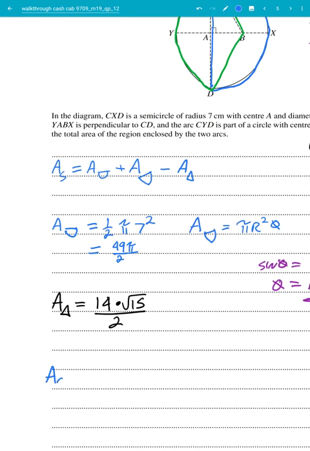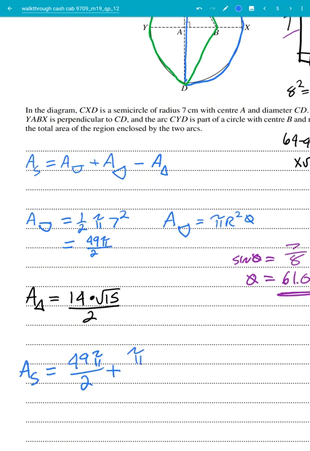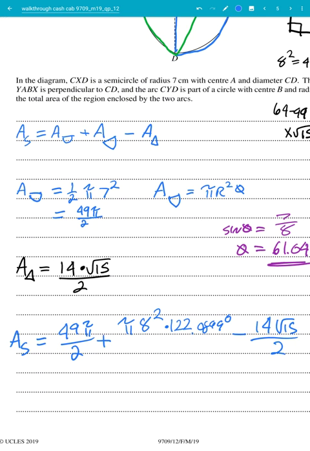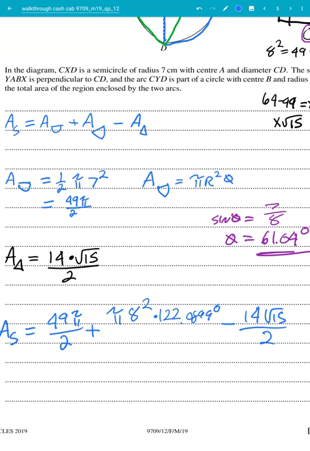So we can go to the area of this, which is 49 pi over 2 plus pi 8 squared times our theta, which is 122.0899 degrees, minus 14 square root of 15 over 2. So we've got, so this is 49 pi over 2.